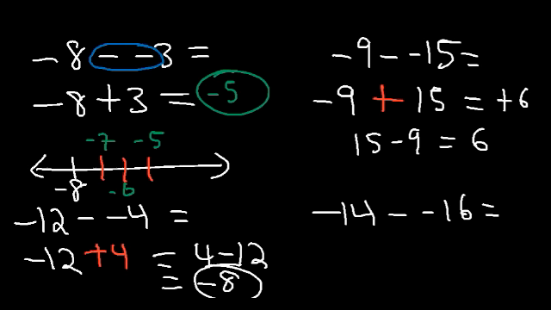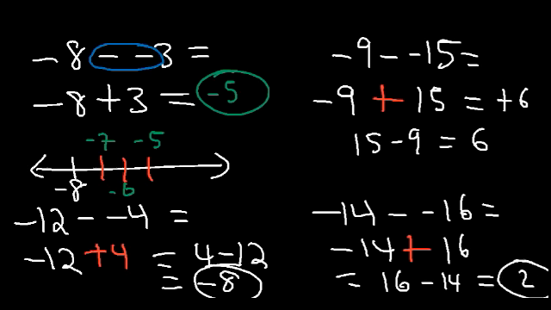Here we have negative 14 minus negative 16, so that's negative 14 plus 16. And negative 14 plus 16 is the same as 16 minus 14, which equals 2.